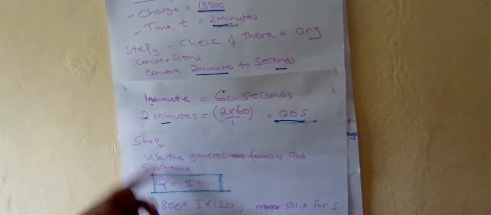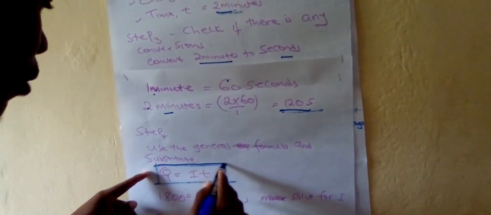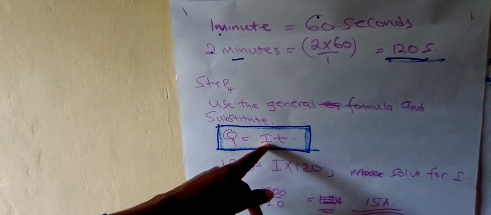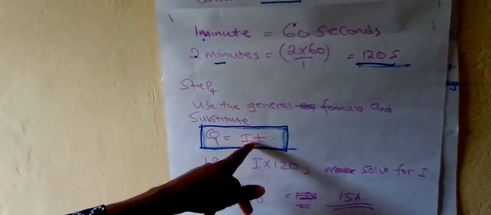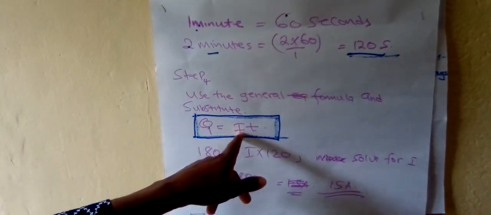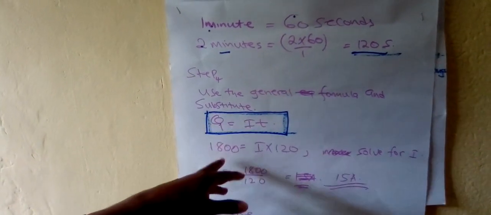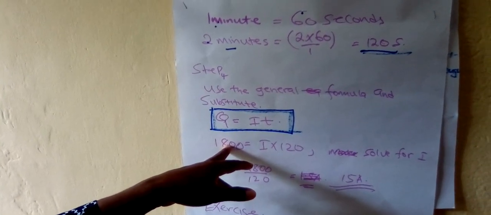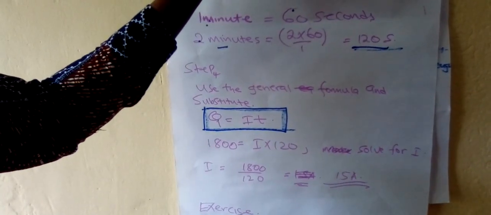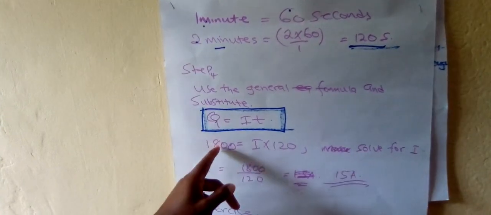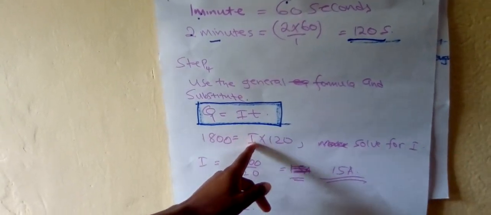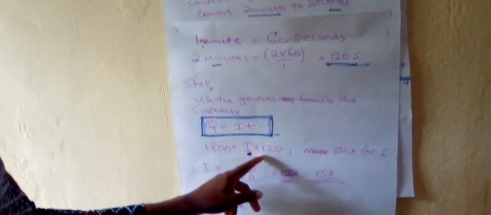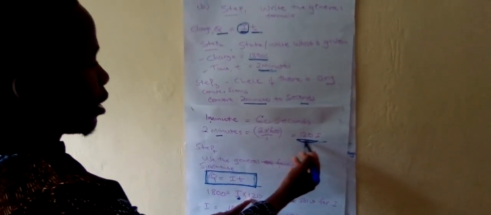Step 4, use your general formula. Our general formula is here: charge is equal to I times T. So you substitute in our general formula. Q is already given as 1800. Put it there. Equals current I, the one you want. Remember, you wanted this one. Time was 120, the time you have already calculated.